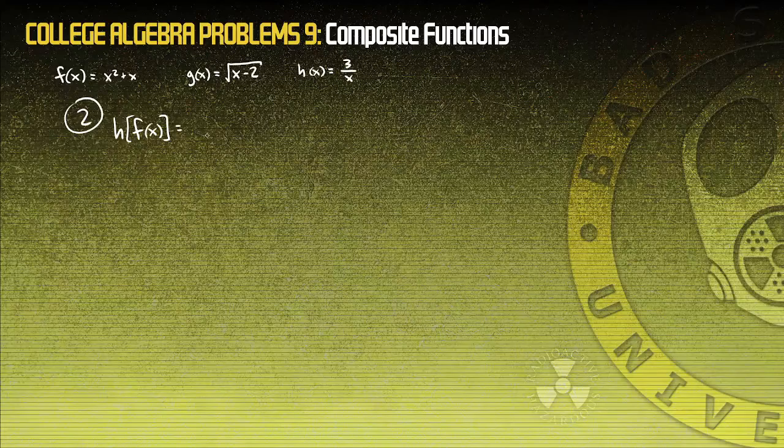For number 2 we have h of f of x. h is just 3 over x, so that'd be 3 over f of x, and that's just going to equal 3 over x squared plus x.